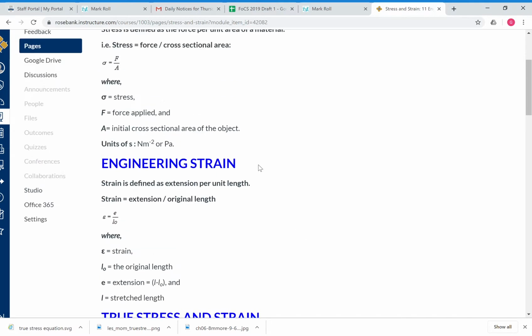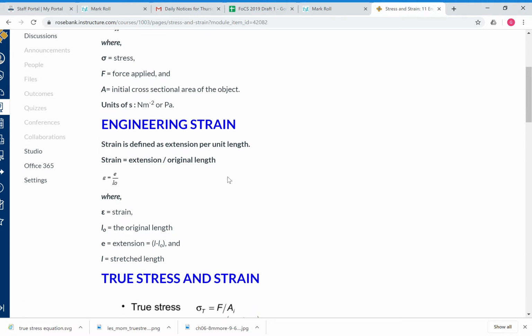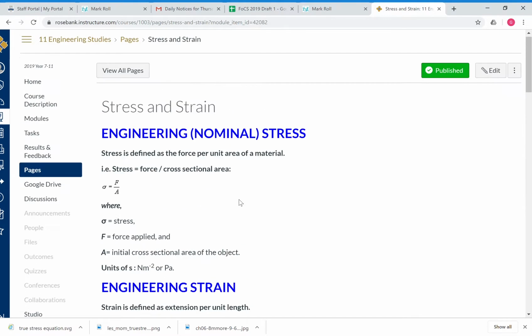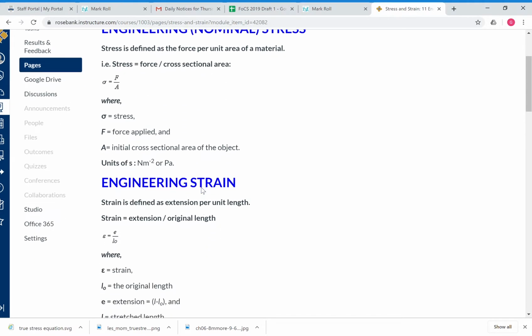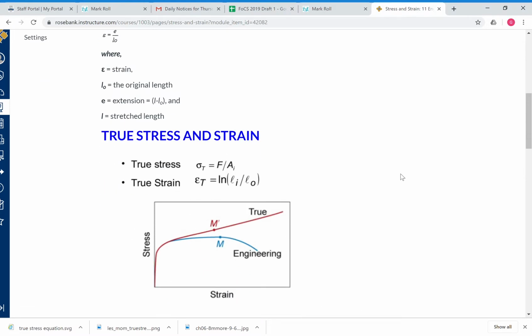Okay, so that is engineering stress and engineering strain, exactly what we covered in class, but we were just talking about stress and strain. These are actually more precisely termed engineering stress and engineering strain. Okay, so then we've got this new idea which is called true stress and true strain. Now, true stress is really, really simple.